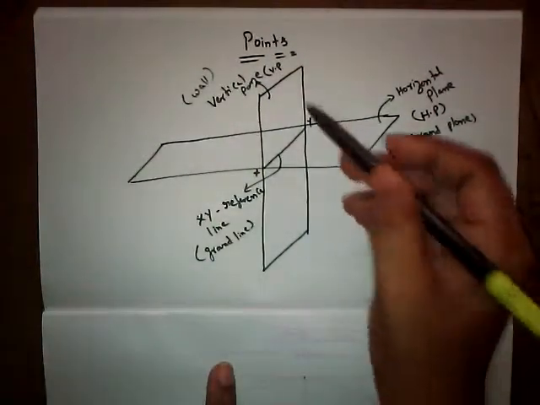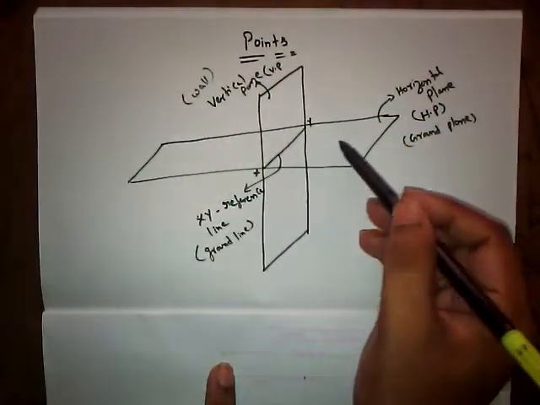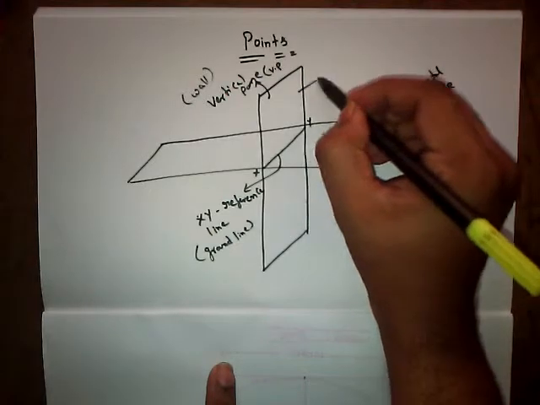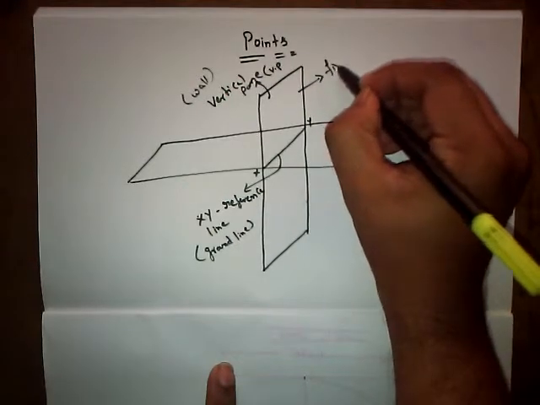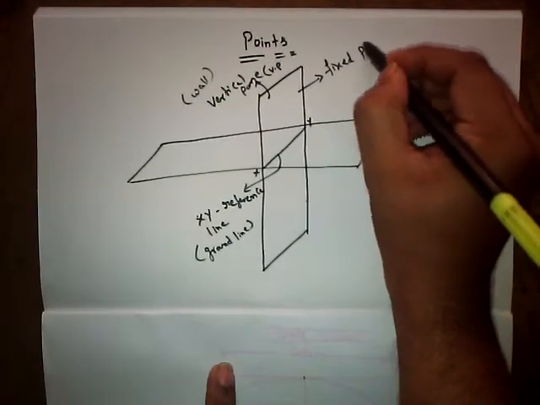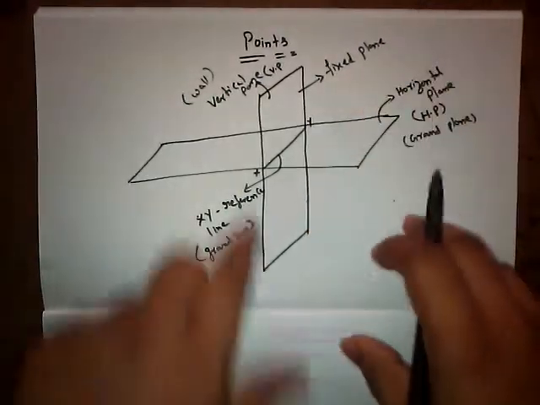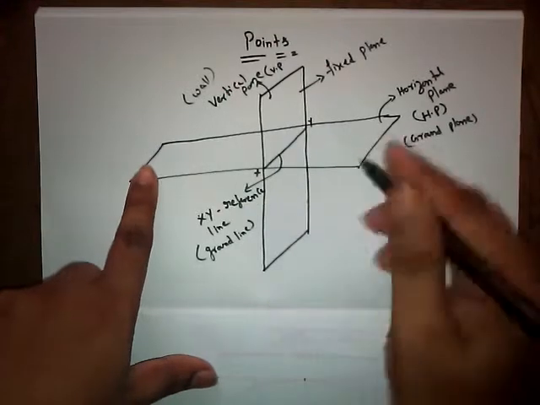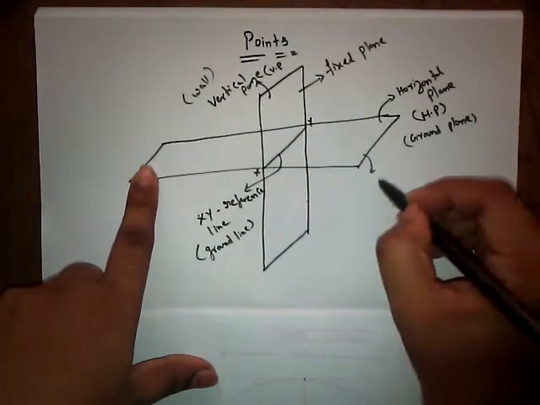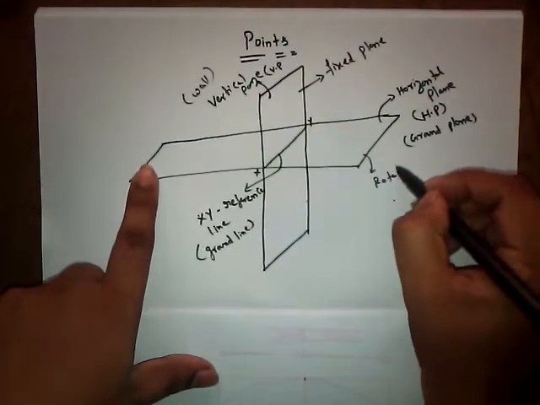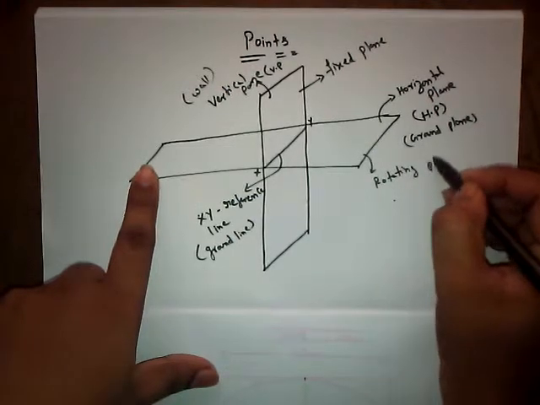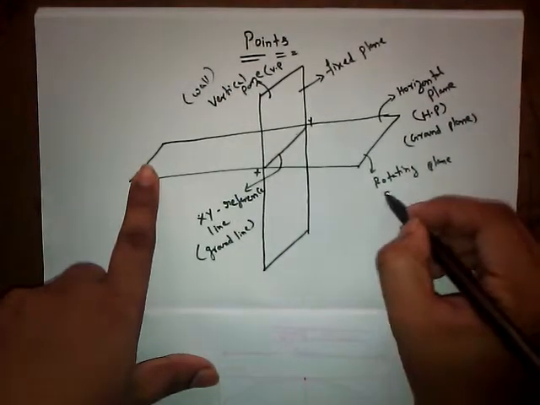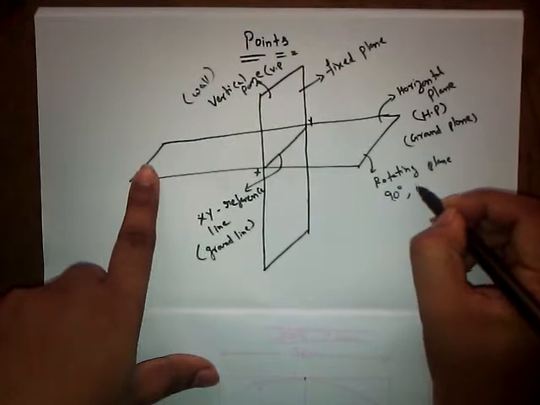Okay, so the vertical plane and the horizontal plane. The vertical plane is a fixed plane, which we cannot rotate. It stands just vertical in this manner, whereas the horizontal plane is a rotating plane. So this plane is a rotating plane which rotates at 90 degrees in clockwise direction.